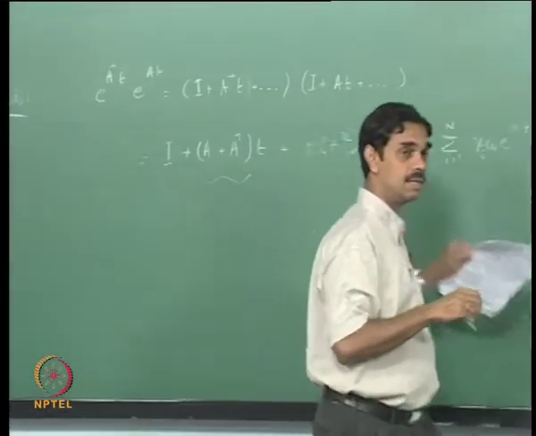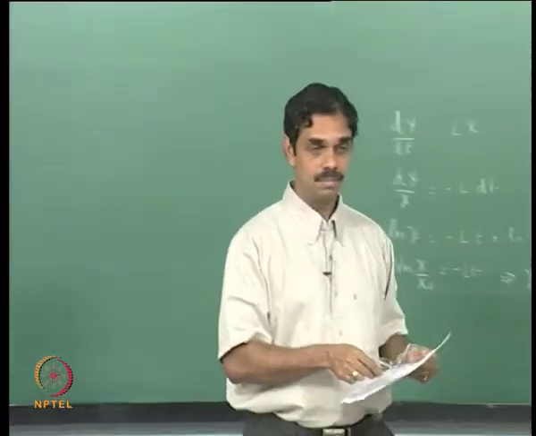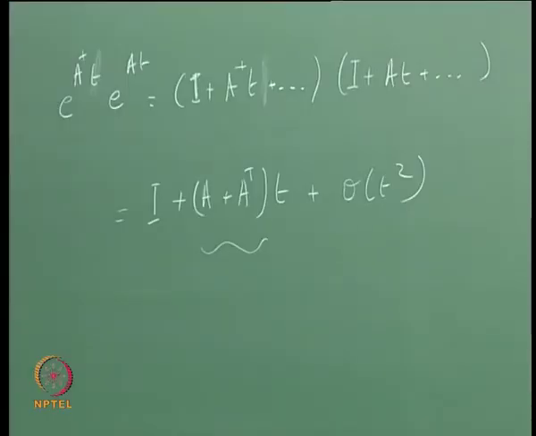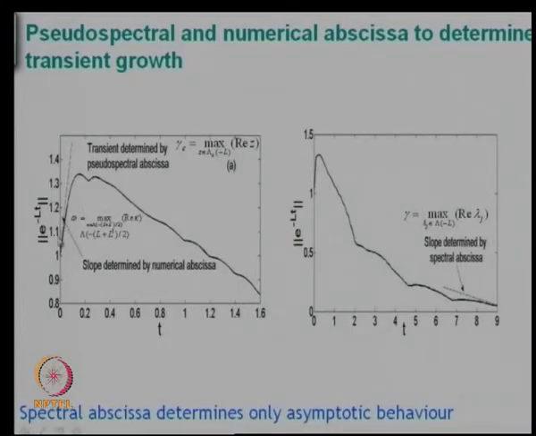The eigenvalue of this thing, a plus a transpose divided by 2, is called the numerical abscissa, and that will determine how much is the initial growth. Then how far it grows is determined by the pseudospectral abscissa, how much it protrudes to the other side, and the asymptotic decay is determined by the eigenvalues, or the spectral abscissa. Okay, that's written here.